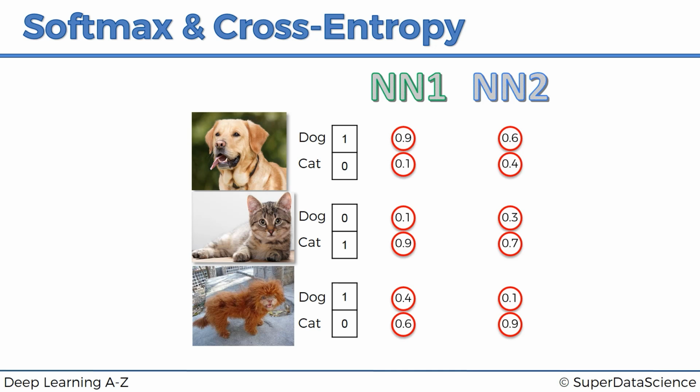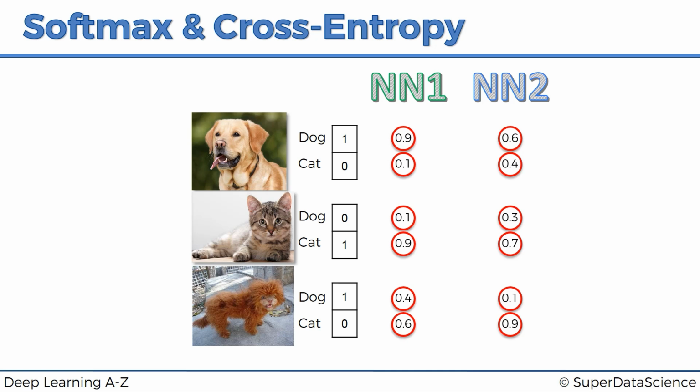So the key here is that even though both networks got it wrong in the last one, throughout all 3 images, neural network 1 was outperforming neural network 2. So even in the last case, it gave dog a 40% chance, as opposed to neural network 2 only gave dog a 10% chance. So neural network 1 is outperforming across the board when compared to neural network 2.